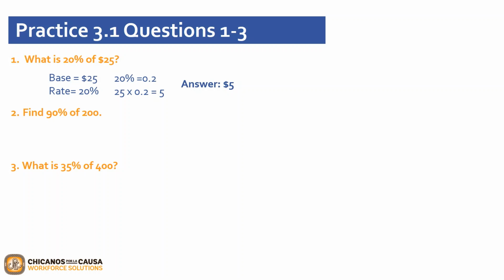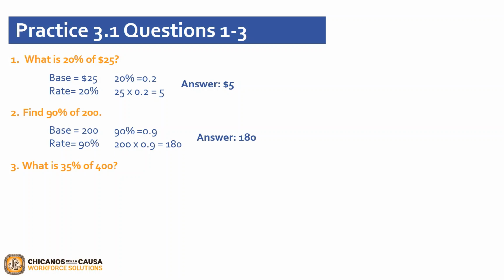Question 2 asks, find 90% of 200. To solve question 2, we would do the same process as we did in question 1, with first identifying our base and rate. Our base for this question is 200, and our rate is 90%. We need to solve for the part, so we need to change 90% to a decimal and multiply by 200. So 90% equals 0.9, and 200 times 0.9 equals our answer of 180.